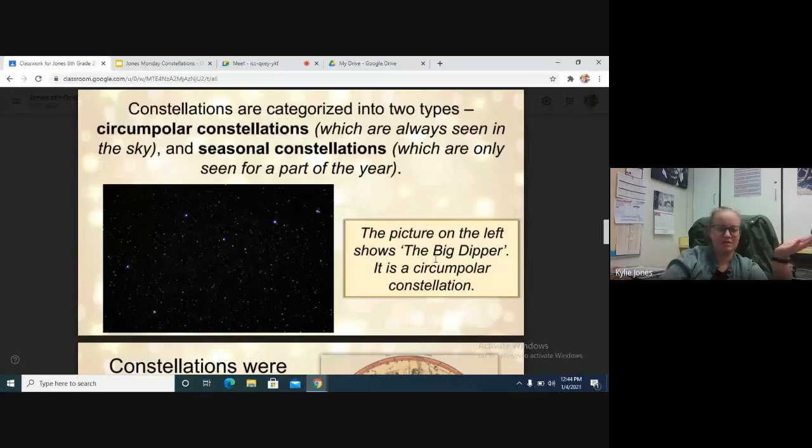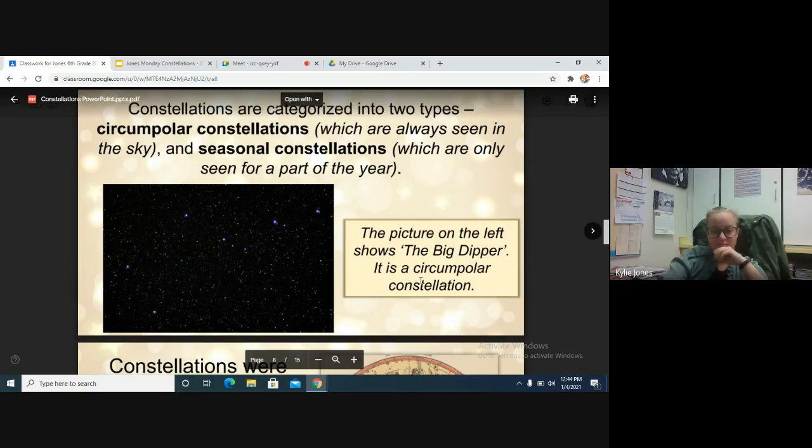Wow, I can't talk today. Slide 18 says constellations are categorized into 2 types. There's circumpolar constellations, which can always be seen in the sky. And then there are seasonal constellations, which you can only see for part of the year. So one type you see all the time, no matter what. That's the circumpolar. And then seasonal, if you think of the word seasonal, it's like a season. It's only there for part of the year.